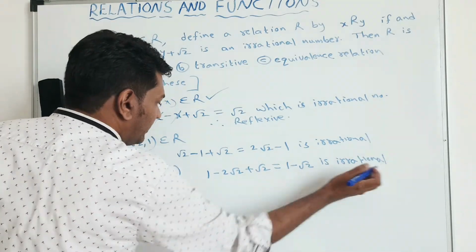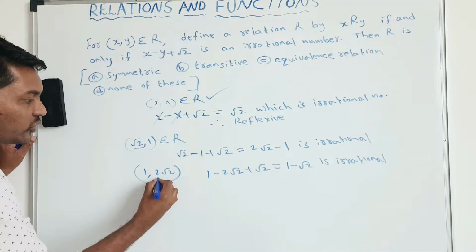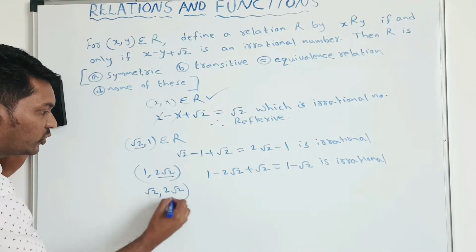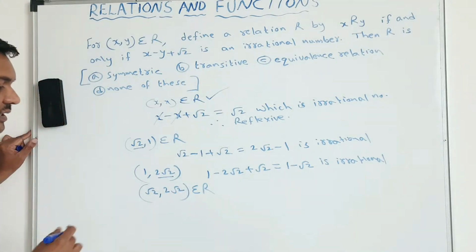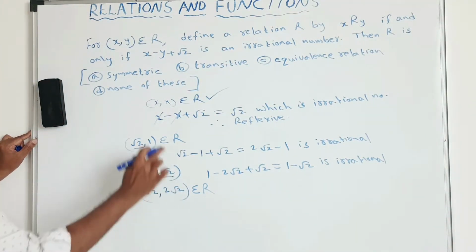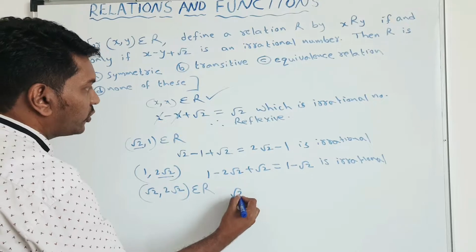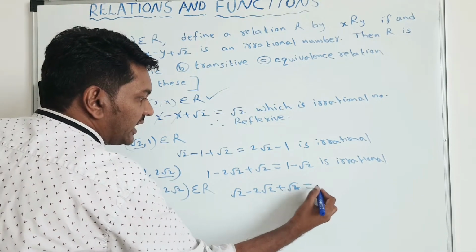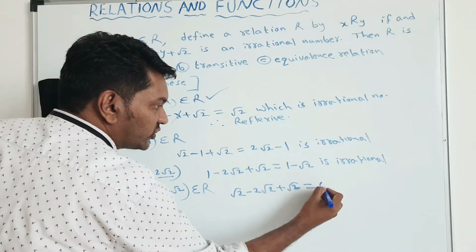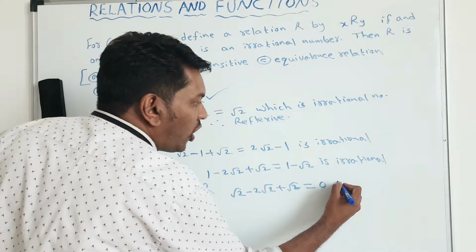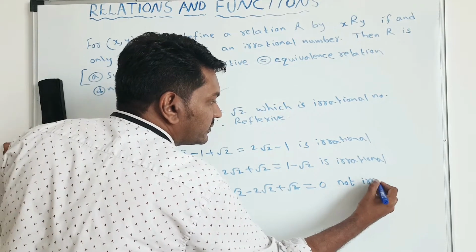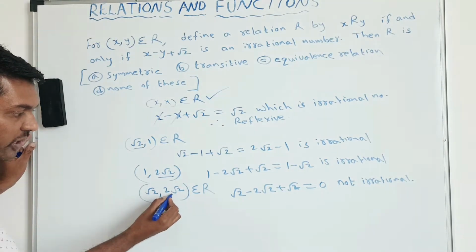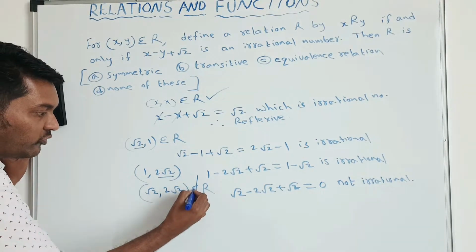Now I need to see whether (√2, 2√2) is an element of R. I am checking (√2, 2√2) is an element of R or not. Substitute x as √2 and y as 2√2. So it will become √2 − 2√2 + √2. I will get 2√2 − 2√2, 0, which is not an irrational number. So I am getting (√2, 2√2) is not an element of R.